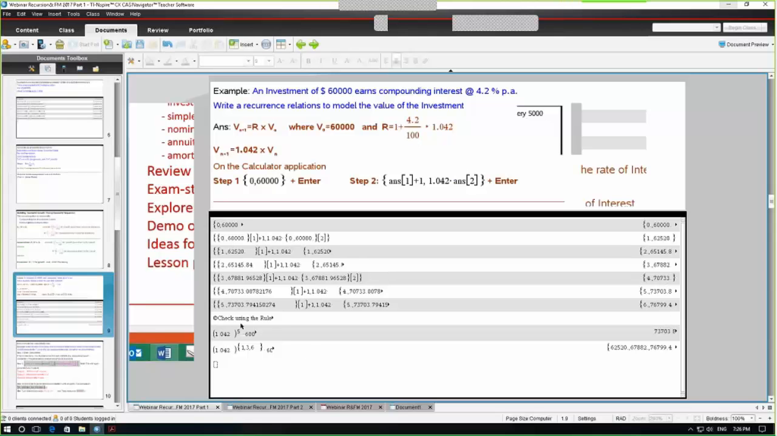And I've just checked the answer by using the actual rule, which would be 1.042, that's the rate of interest, to the power of 5 times my original value, and I get 73,703.8, and that's the value here. If I was looking for the fifth one, we do have an option to use the explicit formula.